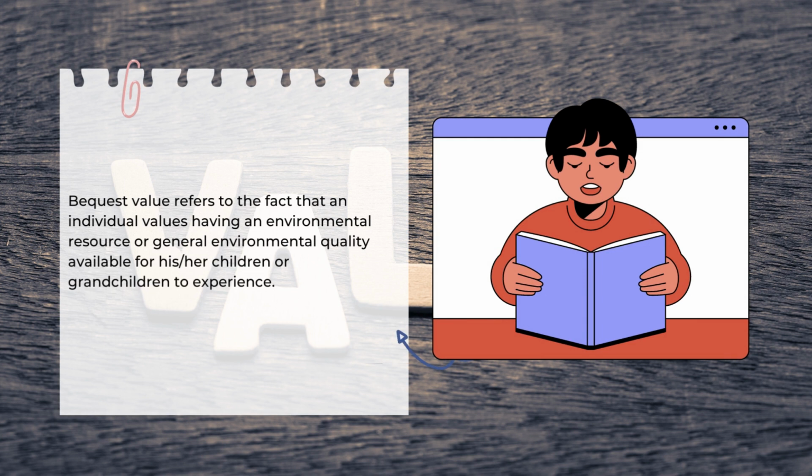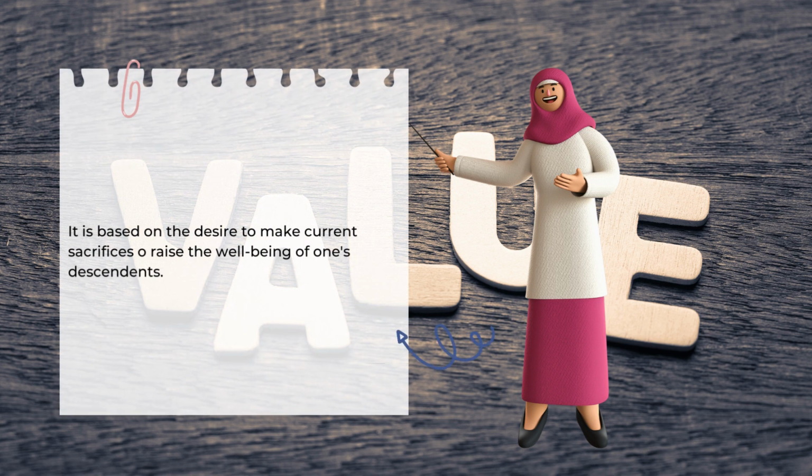Now, the bequest value refers also to the fact that an individual having an environmental resource or general environmental quality available to his or her children or grandchildren is of value and experience. So, something that doesn't have value today but may have a significant value in the future is considered as bequest value. For example, nature and sustainable utilization practices will definitely help our future generation. It is also based on the desire to make current sacrifices to raise the well-being of one's descendants.